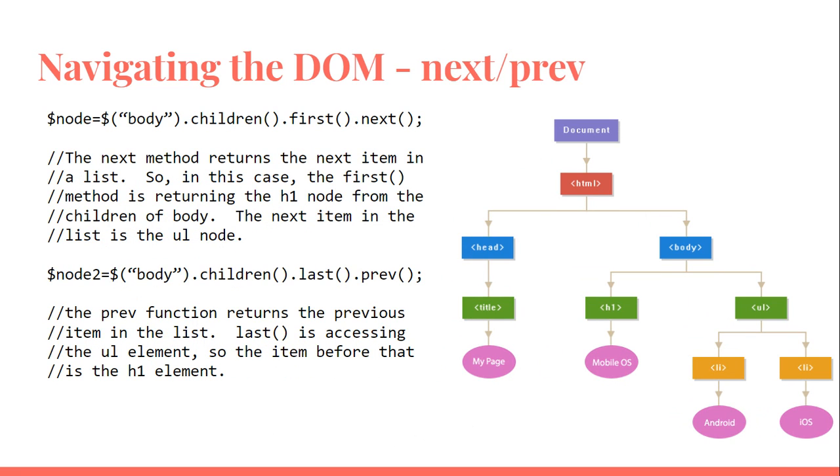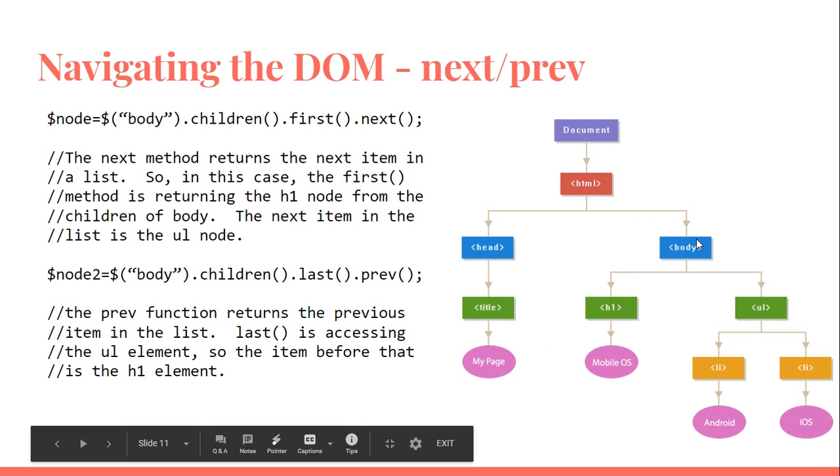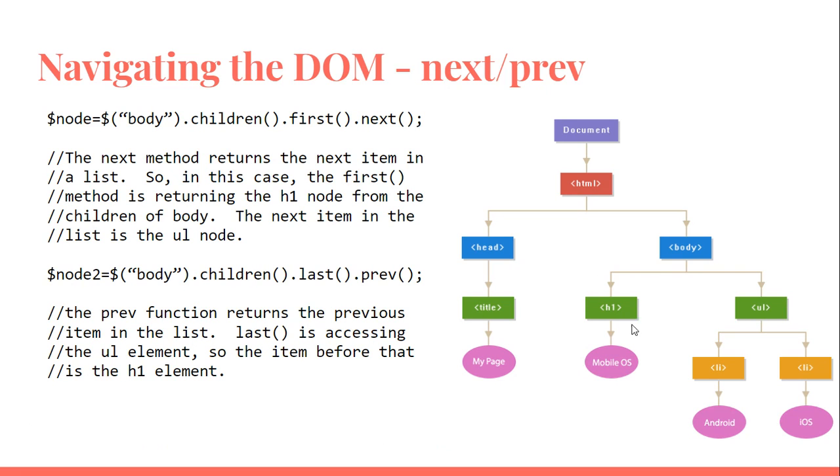Next and prev are also used for cycling through. So if I go into body and I get children, which is the H1 and the UL, and I say dot first, which is now the H1, and I say dot next, next is then going to move to siblings. So I'm going to move siblings here. And so I end up with the UL. Or if I do body dot children dot last dot prev, that sends me to the thing previous in the list. And that would be this H1.